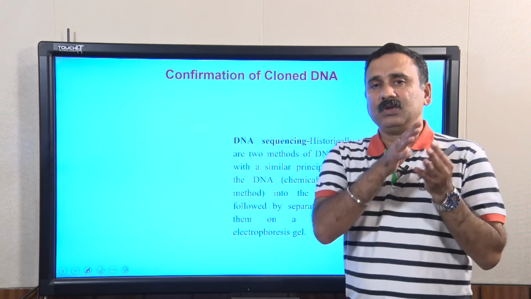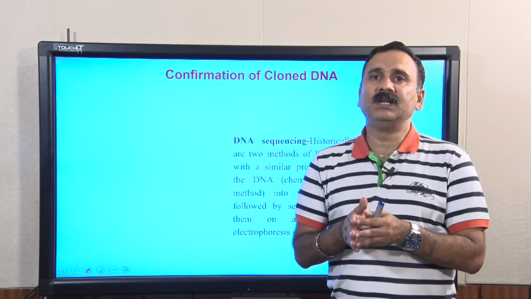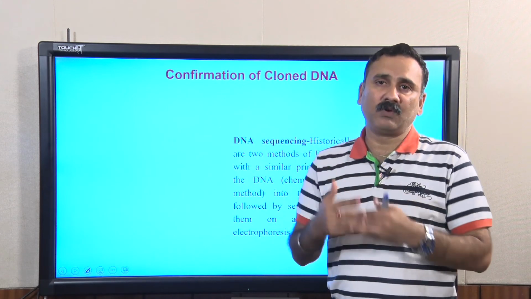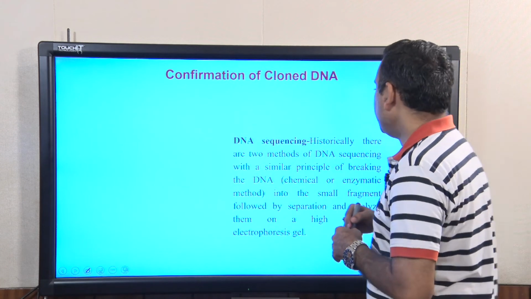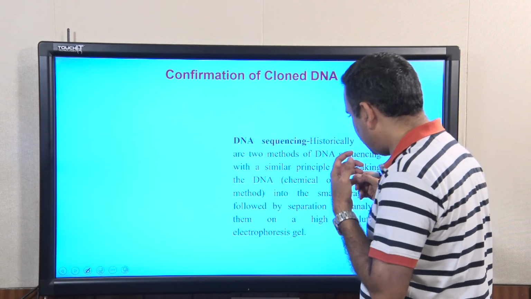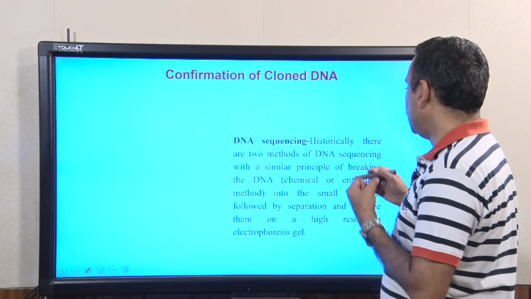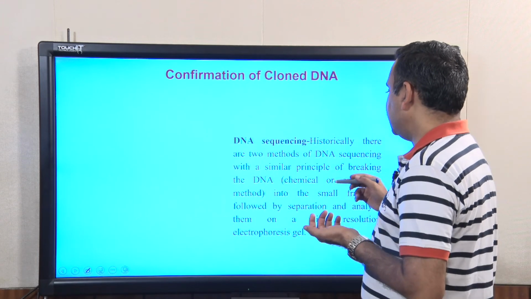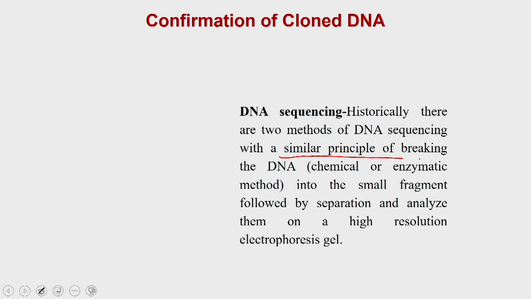So, for that purpose you have to do DNA sequencing to confirm the DNA isolated from these clones. There are two methods which we are going to discuss in this particular lecture. Both of these methods have a similar principle: they break the DNA, either by using a chemical or an enzymatic method, into smaller fragments.